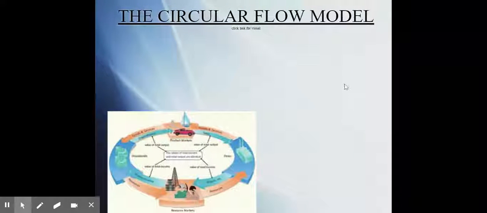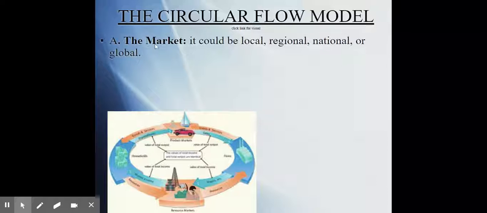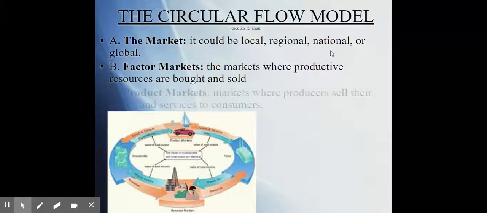So today we're going to be talking about the circular flow model. There's the market. It could be local, regional, national, or global. The market is anything in which we exchange goods and services. It could be a physical market like the store or the mall, or a virtual market like the internet, but any place where goods and services will be exchanged is a market.